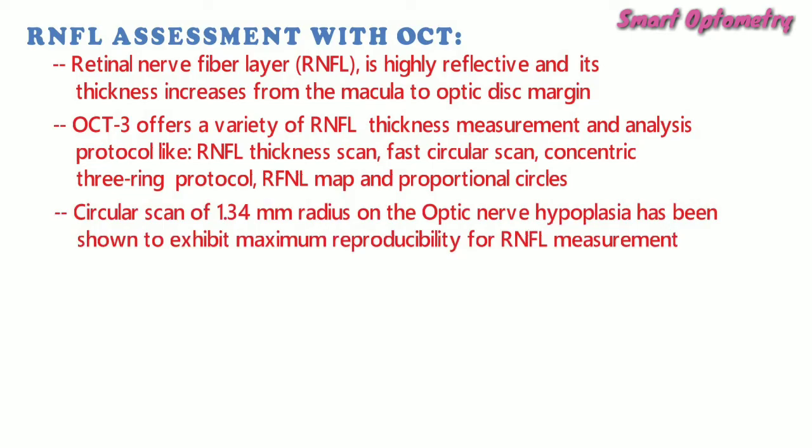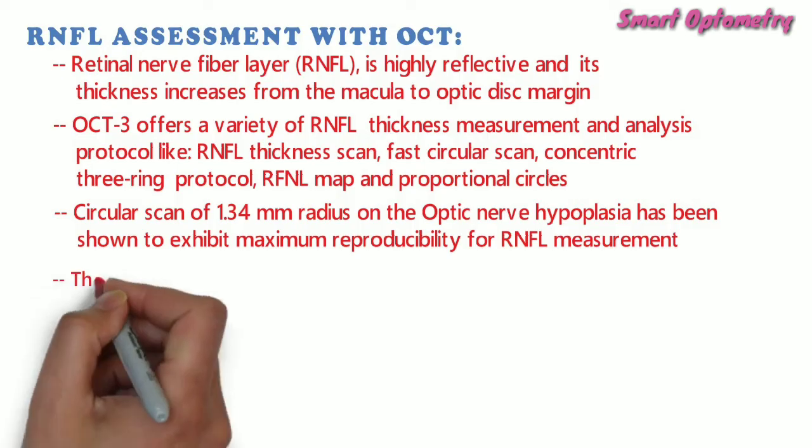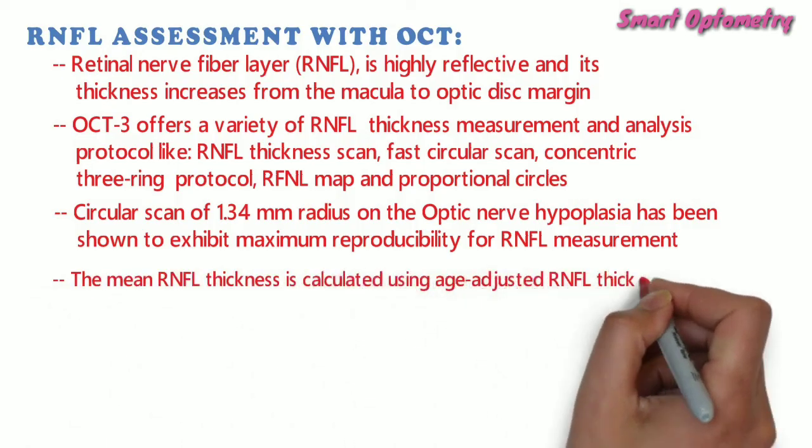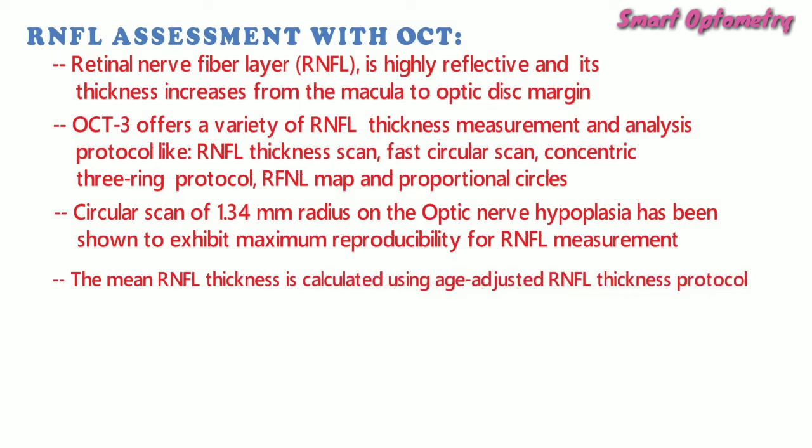Circular scan of 1.34 mm radius on the optic nerve head has been shown to exhibit maximum reproducibility for RNFL measurement. The mean RNFL thickness is calculated using age-adjusted RNFL thickness protocol.